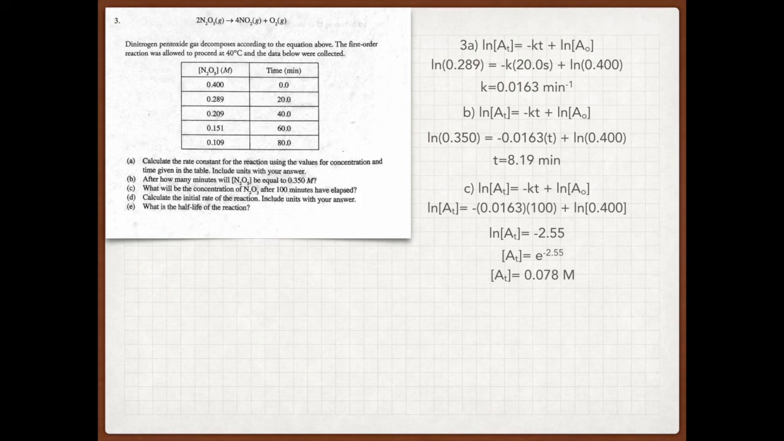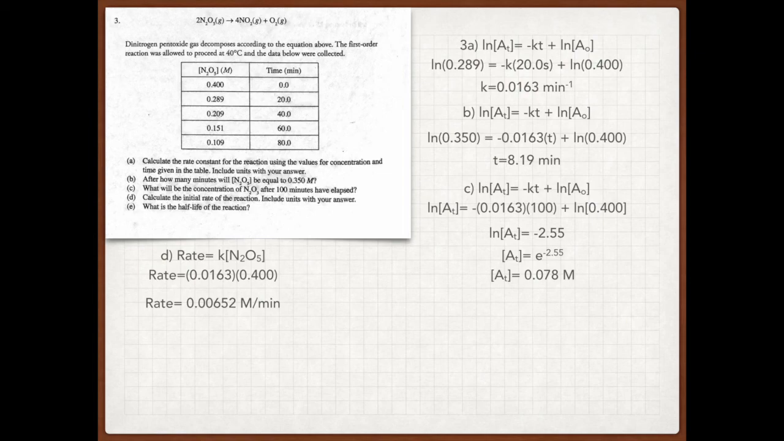Calculate the initial rate of the reaction, include units with your answer. So the initial rate is the rate at the very beginning. So I know my concentration at the beginning is 0.4. I'm trying to find rate, so I'm going to be using my rate law. So I know that rate equals k times the concentration of N2O5 because it's first order. My rate, I don't know. I know my k is 0.0163, and I know my initial concentration. So I can just calculate that, and I get 0.00652 molar per minute because the unit for time here is minutes.